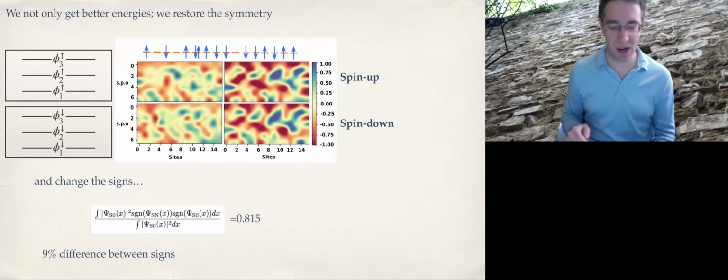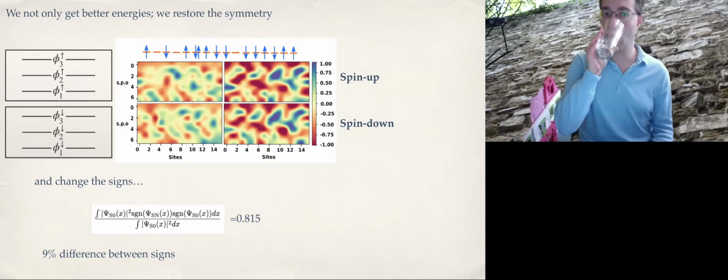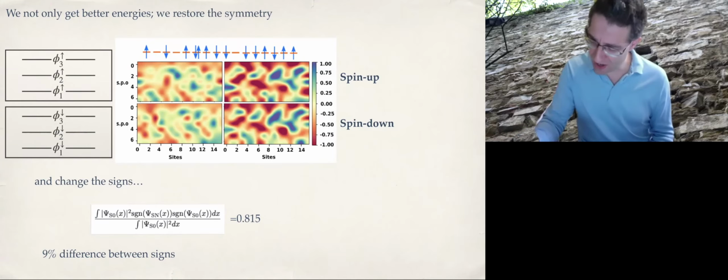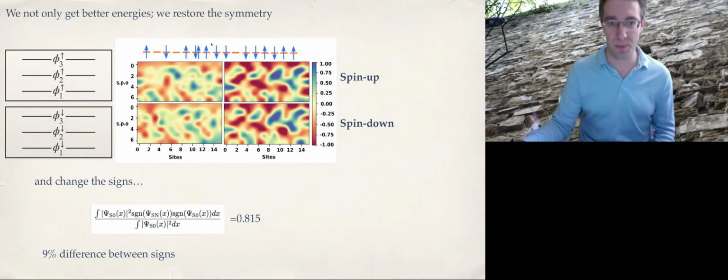Not only do we get better energies, which is sort of our objective function, that's good. We also get the physics better, the qualitative physics better. So one thing that physicists are obsessed with are symmetries. And we discover that, kind of surprisingly to us, that by using this technique, we restore the symmetries.